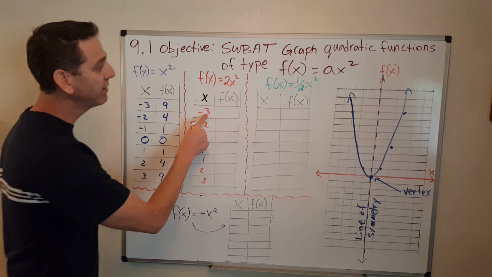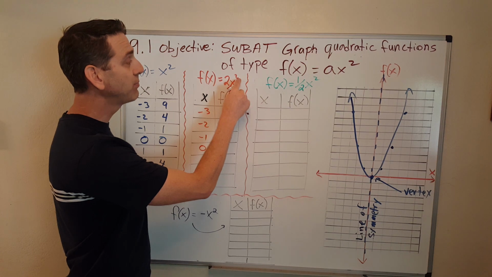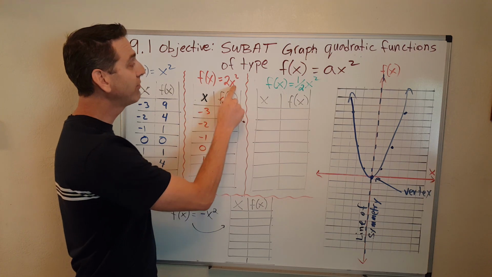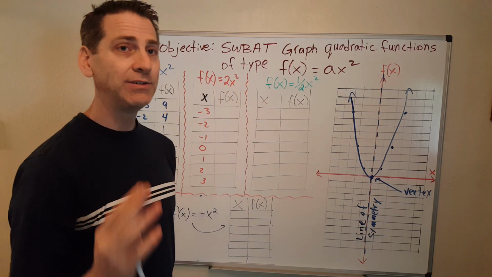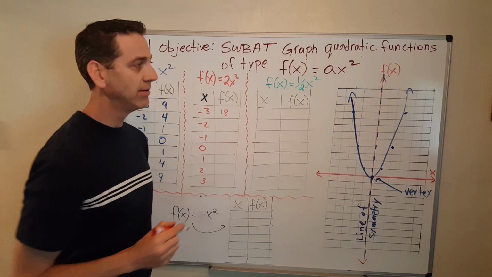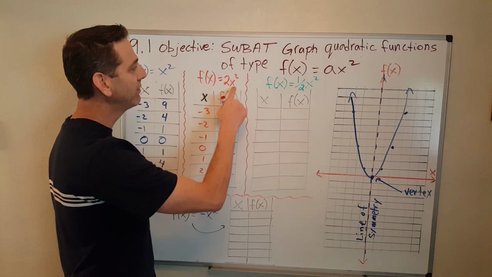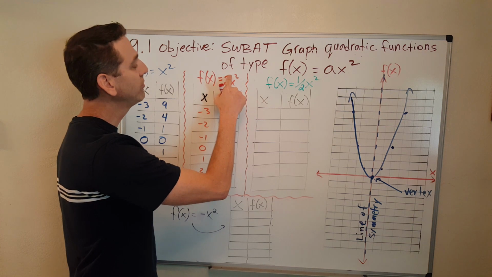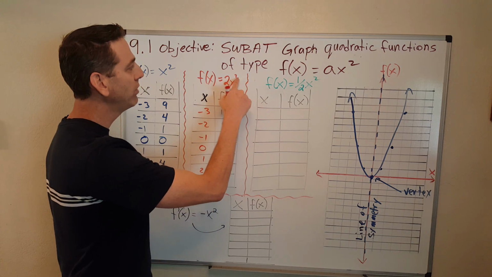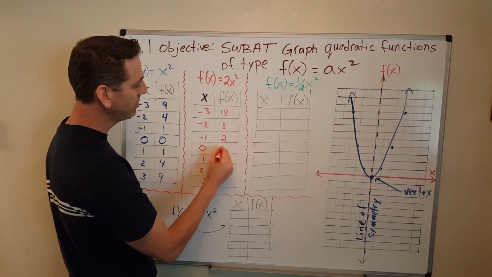So at x equals negative 3, be careful here. You have to do your order of operations. Exponents come before multiplication, so you don't do 2 times negative 3 first. You have to do negative 3 squared, which is 9. 9 times 2 is 18. At x equals negative 2, negative 2 squared is 4. 4 times 2 is 8. Negative 1 squared is 1. 1 times 2 is 2. 0 squared is 0. 0 times 2 is 0.